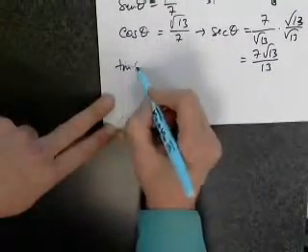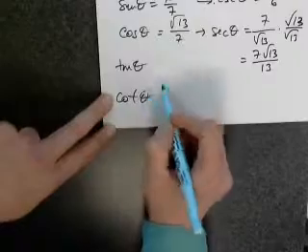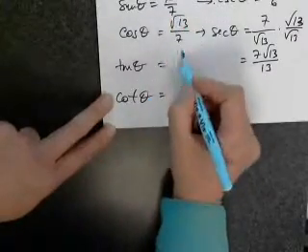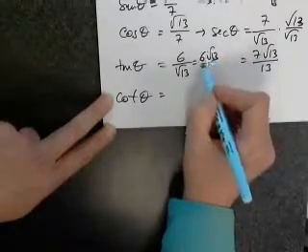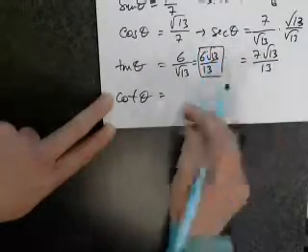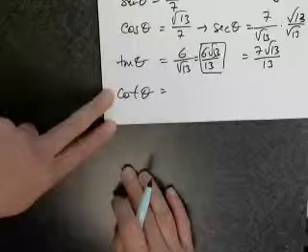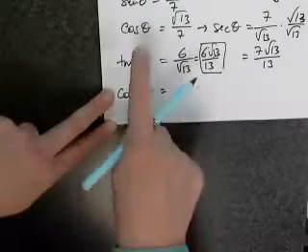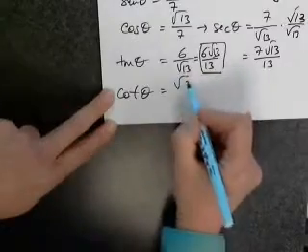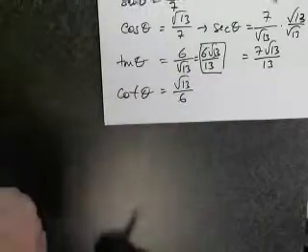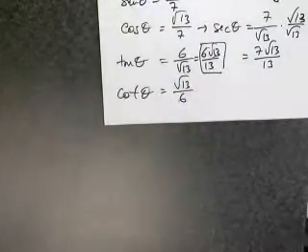Now what about tangent and then cotangent? Yes, indeed. And I will rationalize it into 6 square root of 13 over 13. And cotangent is this reversed, exactly, the square root of 13 over 6. So we determined all the other 4.